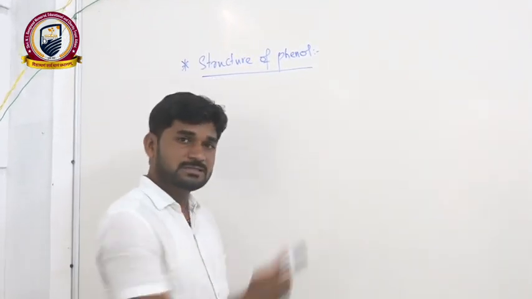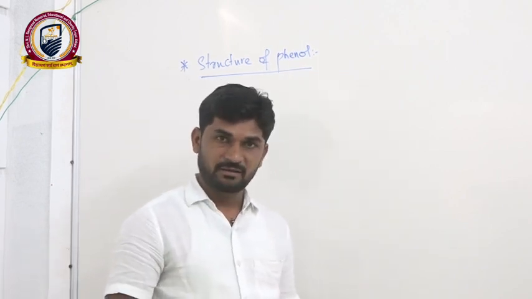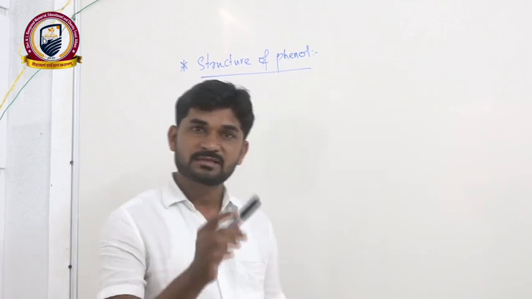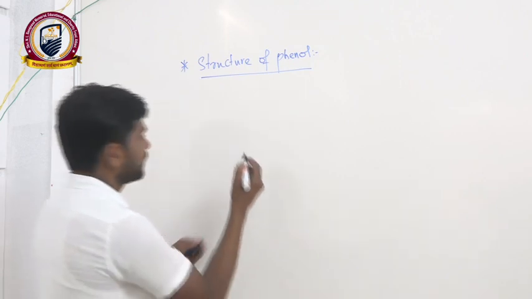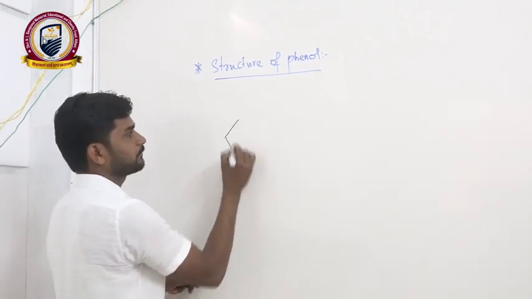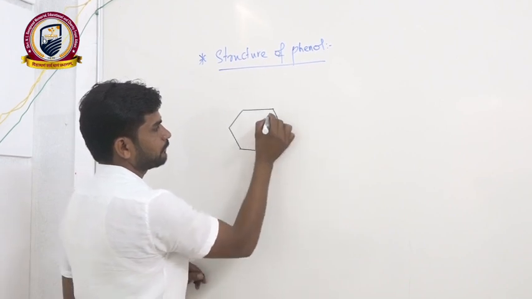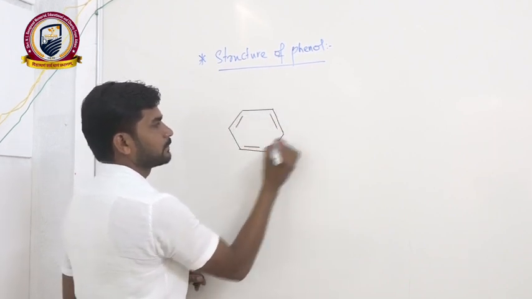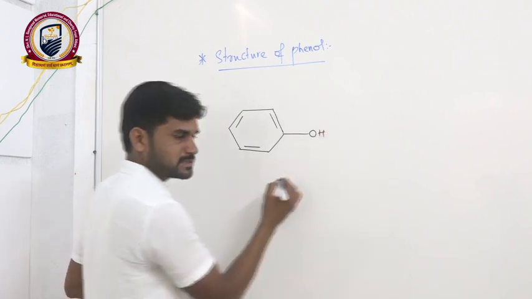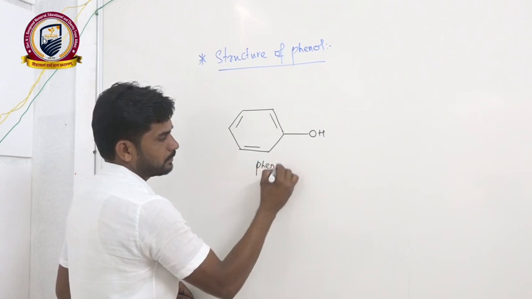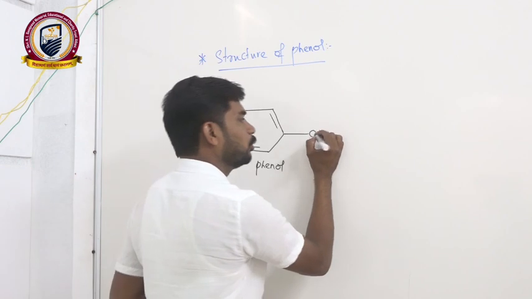In the case of phenols, the OH group is directly attached to the benzene ring, wherein the carbon atoms present in the benzene ring are sp2 hybridized, right? So I can write the structure over here. So this is the corresponding phenol, in which this oxygen has a lone pair of electrons.